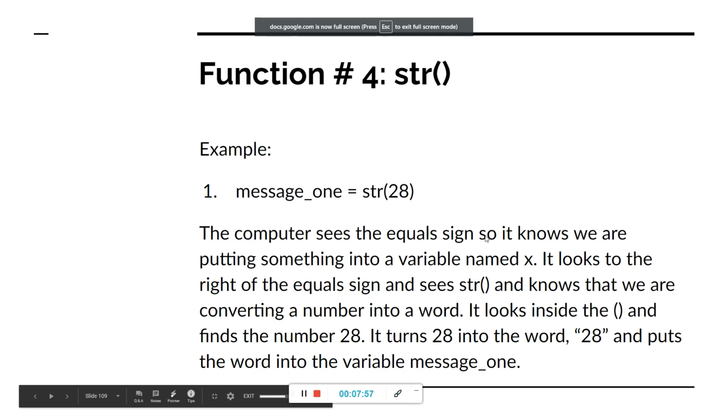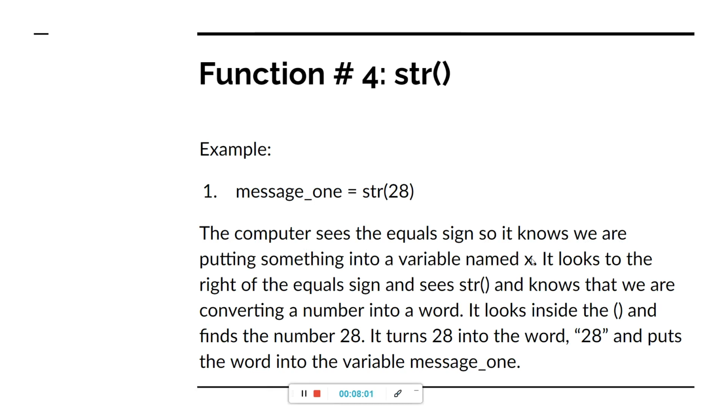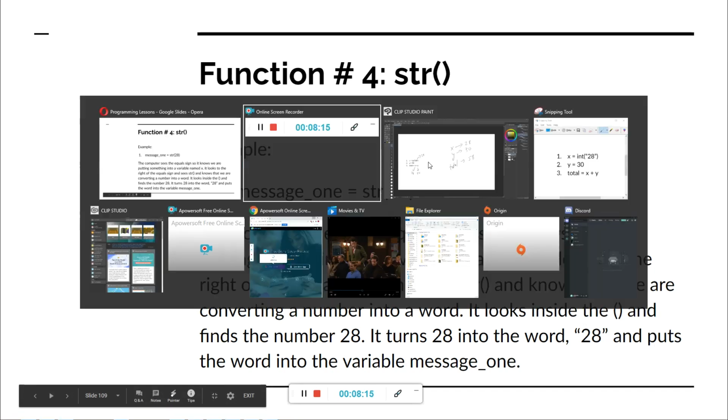Let's read that again. The computer sees the equal sign, so it knows that we are putting something into a variable named message1. It shouldn't say X, it should be message1. It looks to the right of the equal sign and sees str and knows that we are converting a number into a word. It looks inside the brackets and finds the number 28. It turns 28 into the word 28 and puts the word into the variable message1.